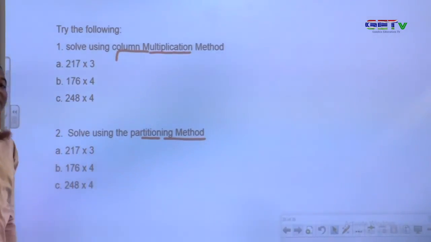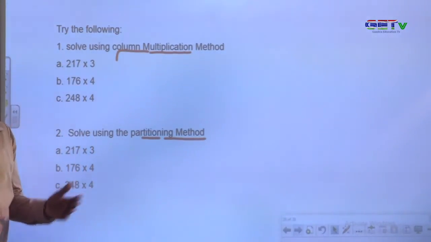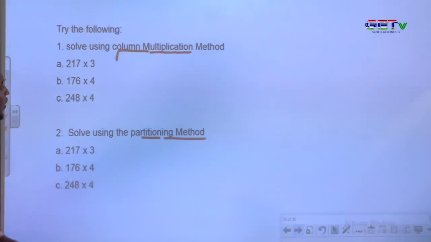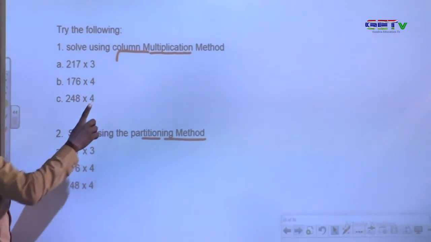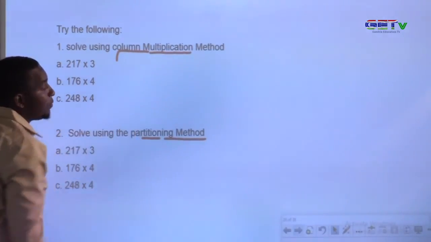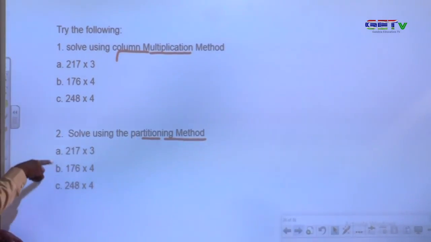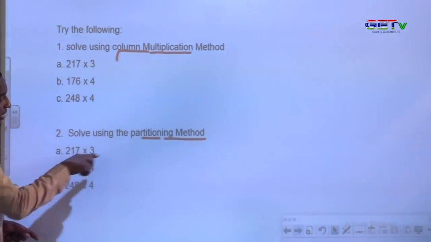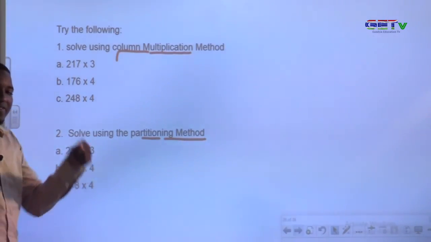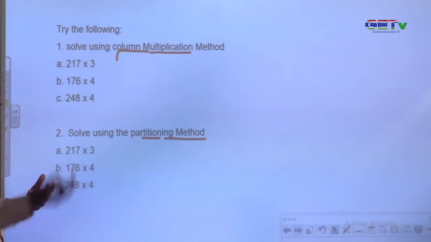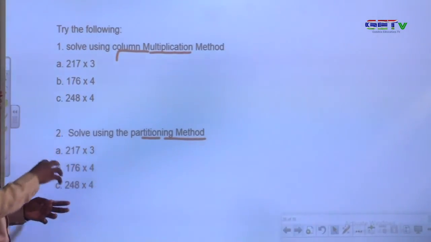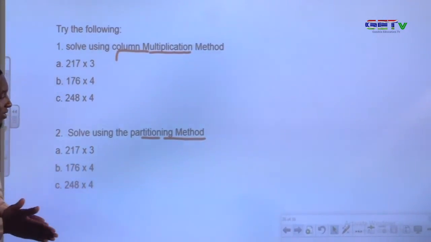Now, I may not be there to assess whether it is correct or wrong, but you can do it for yourself. When you multiply 217 by 3 using the column multiplication, and you multiply 217 by 3 using the partitioning method, if the answers are not the same, then something is wrong somewhere. You have to go and revisit both solutions and see whether you made any mistakes.